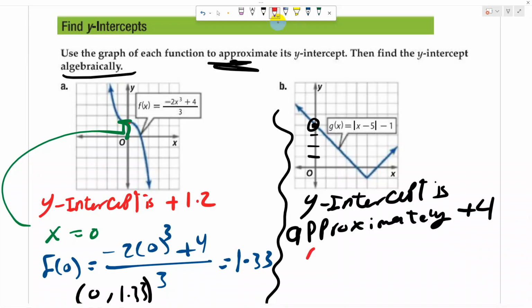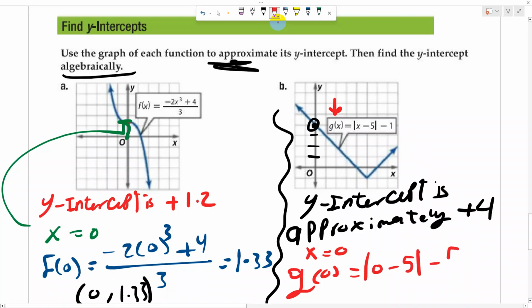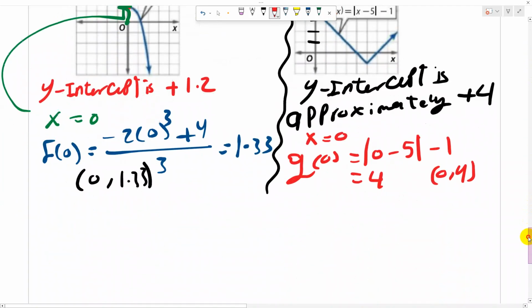Okay, let's check it. We will just plug in x equal to 0 in our function, so it will be g of 0, because he named our function g, equals 0 minus 5 minus 1, sorry, this is -1. This one will be 5 minus 1, which is 4. Yeah, we already estimated correctly, so this one will be (0, 4). Remember, when you get the y-intercept, you always have the x-coordinate be 0. Okay, next.